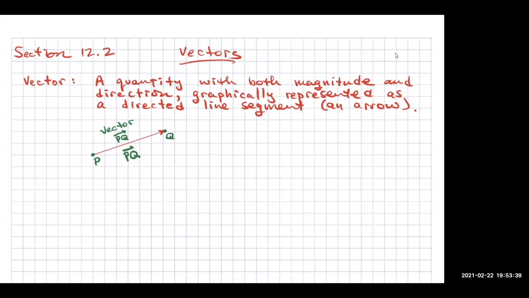I could just as easily identify the vector with one letter. So if I was to redraw this, maybe just over here a little, I could label it as V. And again, I would put a barb over it. So here I'm not specifying its endpoints.